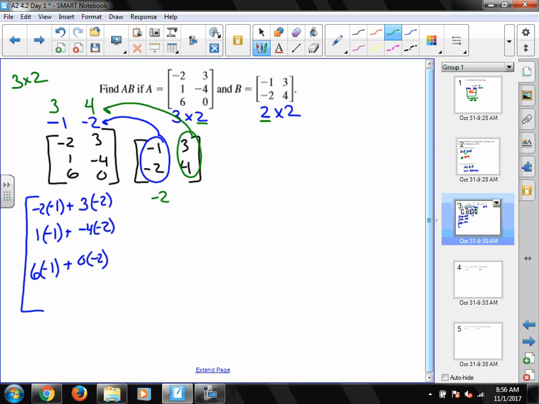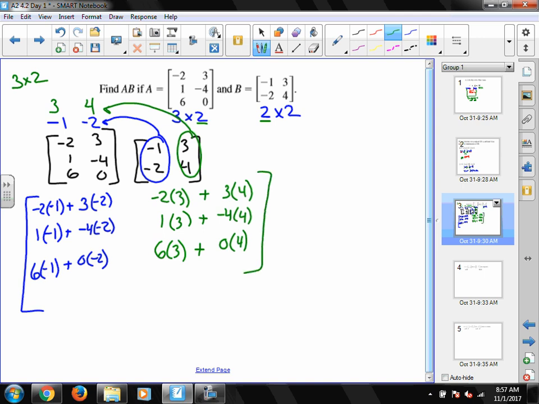So we're going to take negative 2 times 3, 1 times 3, and 6 times 3. And we're going to add on the second column. So 3 times 4, add on negative 4 times 4, and add on 0 times 4. Now, once I simplify these, everything in blue is just going to be one column. Everything in green is going to be another column. And notice I needed 2 columns at my end. This is how I'm going to get that.